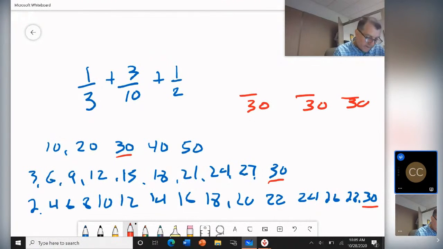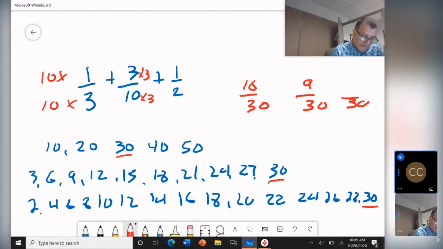Okay. So 3 times what equals 30? That's going to be 10. So we're going to multiply the bottom times 10 and the top times 10. So that's 10. 10 times what equals 30? That's going to be 3. So if we multiply the bottom, we got to do the top, that's 9.